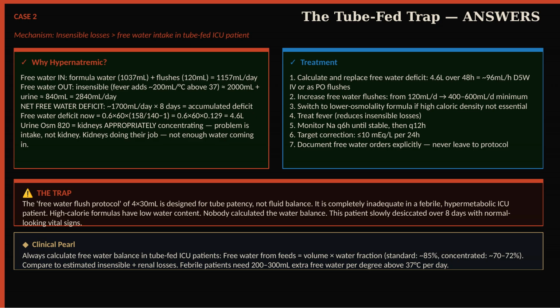The trap, that 4 times 30 flush regimen, is designed for tube patency, not fluid balance. In a febrile ICU patient, it's wildly inadequate. Nobody ran the water math, and she slowly desiccated over 8 days with completely normal-looking vital signs. The pearl: always calculate free water balance in tube-fed patients, and add 200 to 300 milliliters per degree of fever.